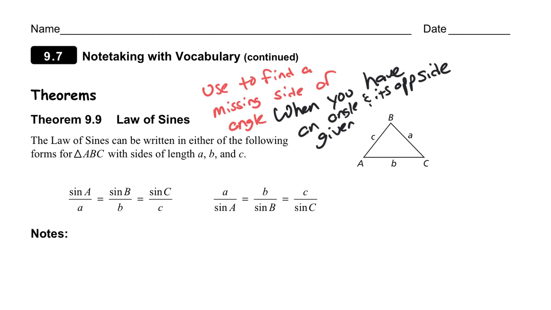And the formula for the law of sines says the sine of any angle compared to its side, so that ratio, is going to be equal to the ratio of the sine of another angle in that triangle when you compare it to its opposite side. So that is your law of sines.